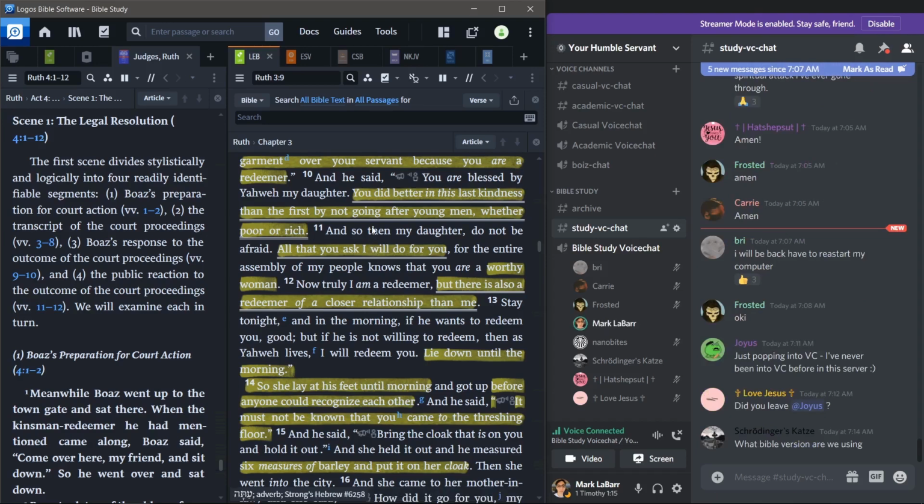And for Schrodinger's question there, I am using the LEB version, the Lexham English Bible, but you are free to use whatever version you want for this particular study. So just so you guys know what version I'm using.